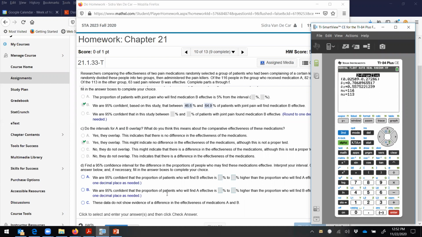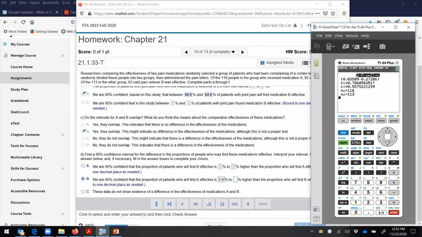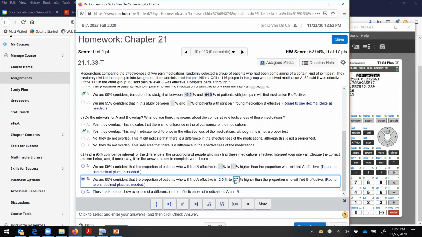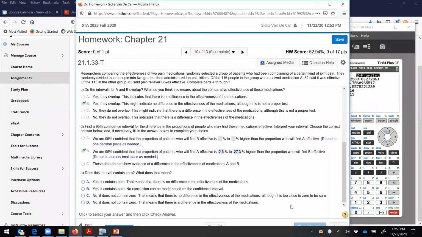So we are 95% confident that the proportion of patients who find A effective is 2.6 to 2.7? No, 27.3. Yikes. That's bigger. Higher than the people who will find B effective. Does this interval contain 0? No. So that means there is a difference in the effectiveness of the medication.